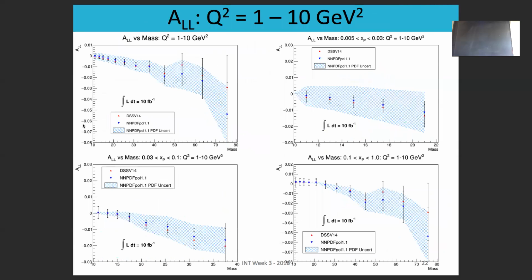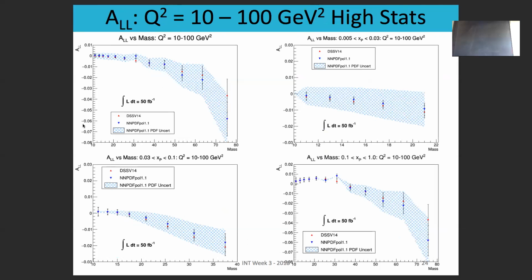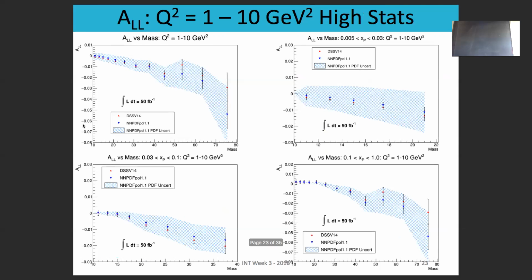You see the same general behavior. And I also show what we can get with a 50 inverse femtobarn sample. So you can see how the error bars decrease. The same thing for, so now this is again 50 inverse femtobarn for a Q-square between 10 and 100. So you can kind of see how things change there.